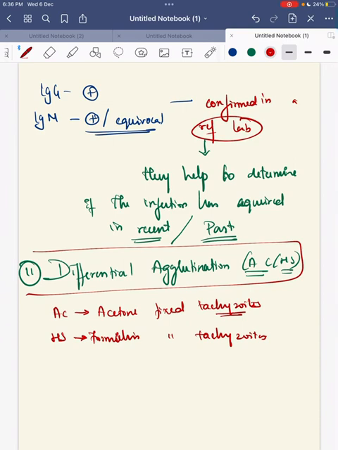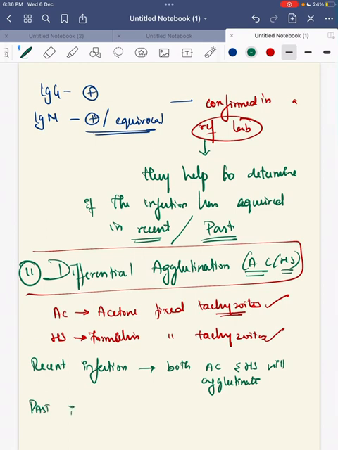If the mother has a recent infection, that is infection during the current pregnancy, both the AC and HS will agglutinate. Next, if the infection was acquired in the past, but not during the current pregnancy, then HS, that is formalin fixed tachyzoids, will agglutinate more than the acetone fixed tachyzoids. This is how you interpret the differential agglutination test.